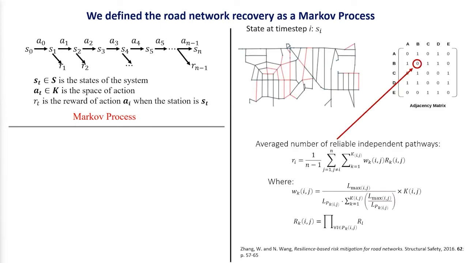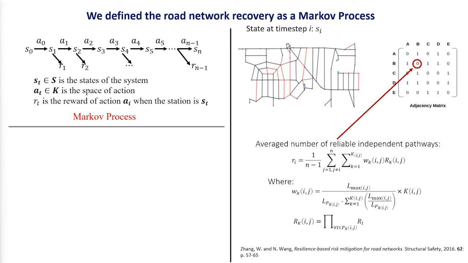I'm going to explain this Markov process step by step. First, we have the state of the network. Remember that we really would like to consider the network topology in our optimization process. So we are going to use this adjacency matrix to describe our road network. Of course, this adjacency matrix does not represent the road network I showed here. It's just a conceptual adjacency matrix.